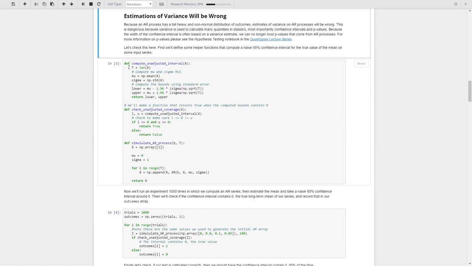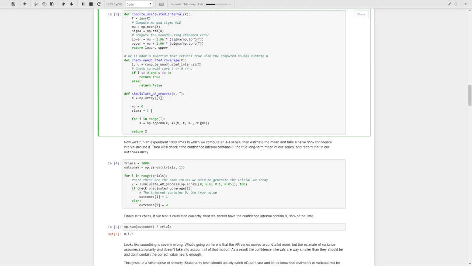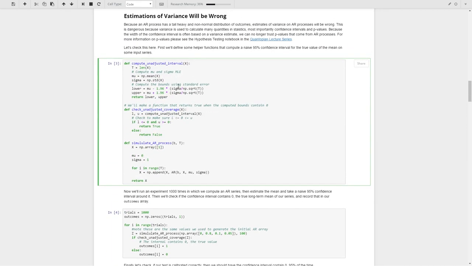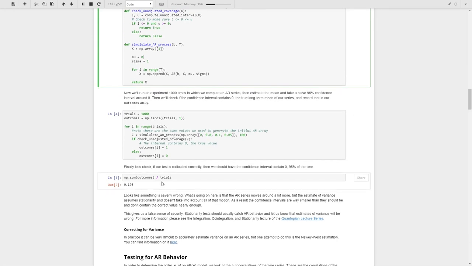So here, we're going to compute an unadjusted confidence interval using just standard normal confidence interval bounds on our sample. This is just a function to do that. Then this is another function which checks whether our confidence interval covers the true mean of the series, which is zero. Then we'll simulate some autocorrelated data using our function defined earlier, with a mean of zero. If confidence intervals were behaving correctly, we should see 95% coverage for a 95% confidence interval. But as you may suspect, we actually see 19% coverage.